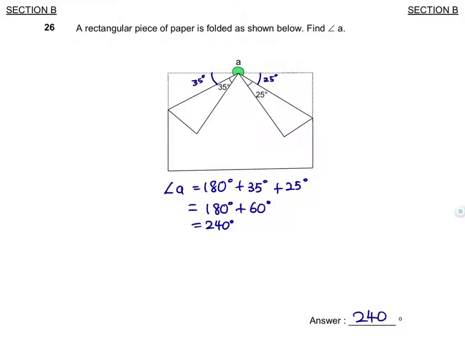It's quite simple. This one is folded up, so this one is 35. This one also must be 35 because it's being folded up here. So this one is 35, this one must be 35. This is 25, this one is 25. So the A is actually 180 plus this one, so it equals 240.